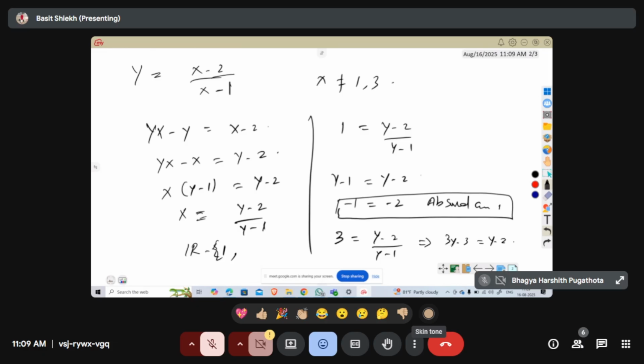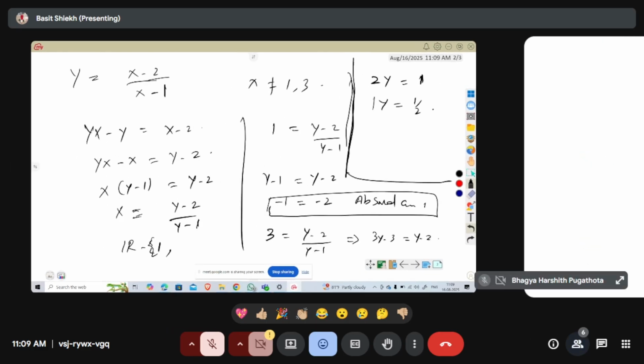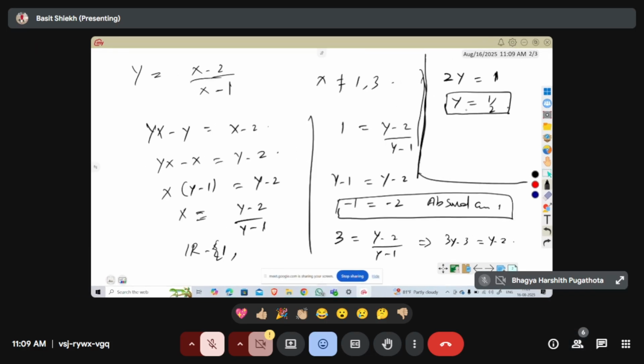Now 3y, shall I write here? This will become 2y equals 1, so y equals 1 by 2. If I get some real value for y, I will remove that point. So I will remove this. So the range for this function will be R minus {1 by 2, 1}.